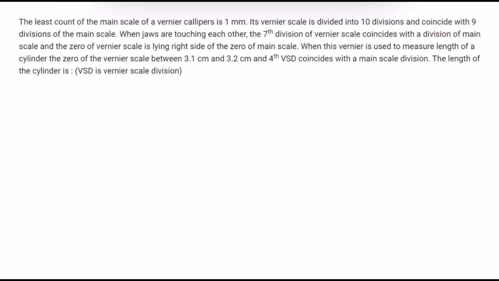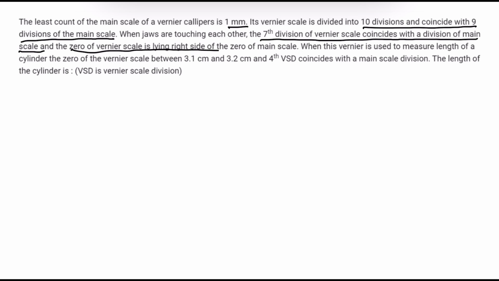So here's the next question. Let's read it. The least count of the main scale of a Vernier calipers is 1 millimeter. Its vernier scale is divided into 10 divisions and coincide with 9 divisions of the main scale. When the jaws are touching each other, the 7th division of the vernier scale coincides with a division of the main scale, and the 0 of the vernier scale is lying right of the 0 of the main scale.